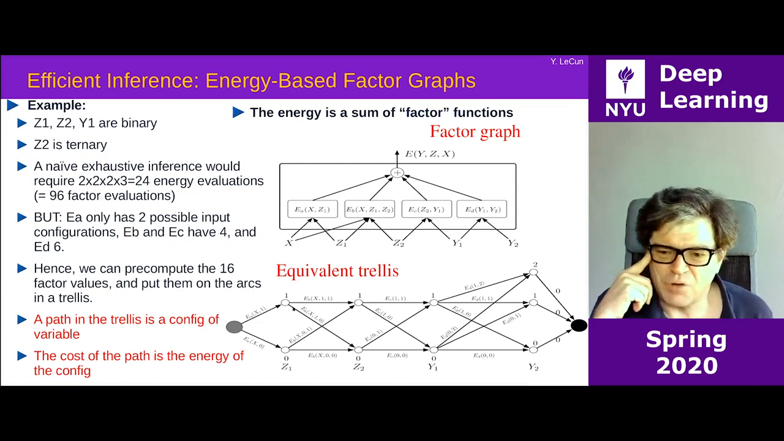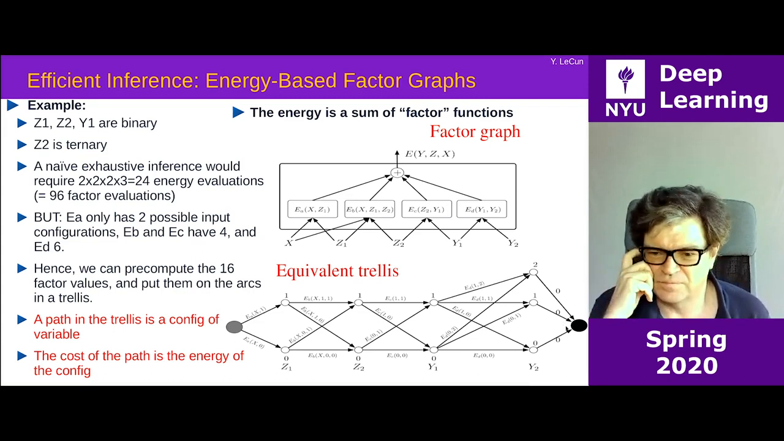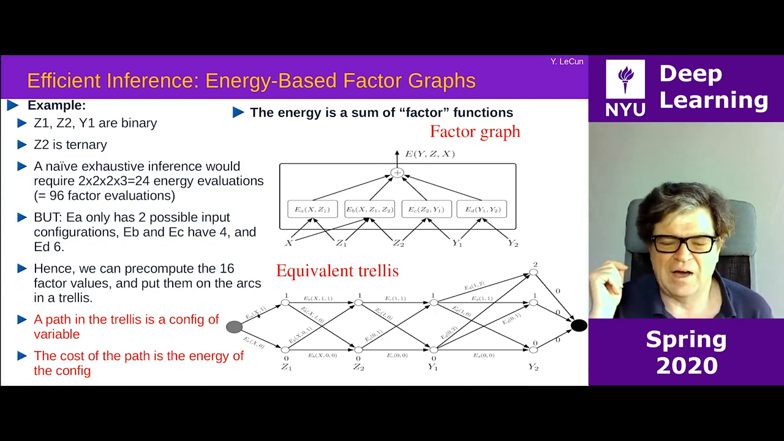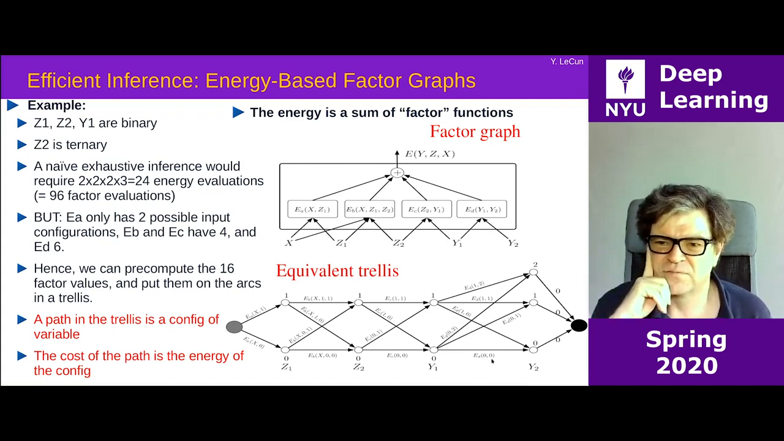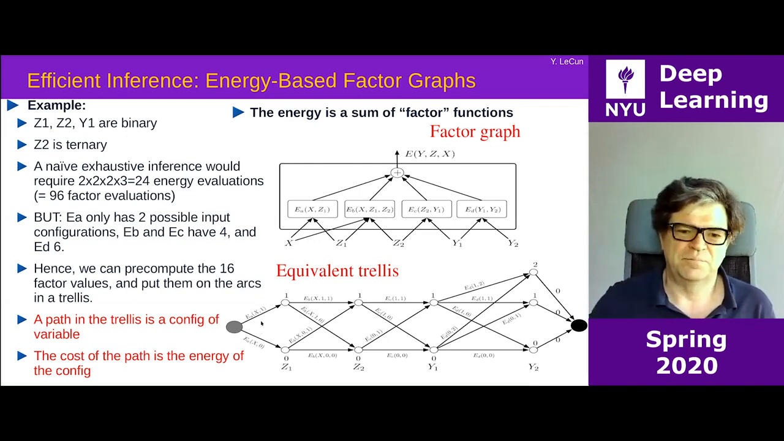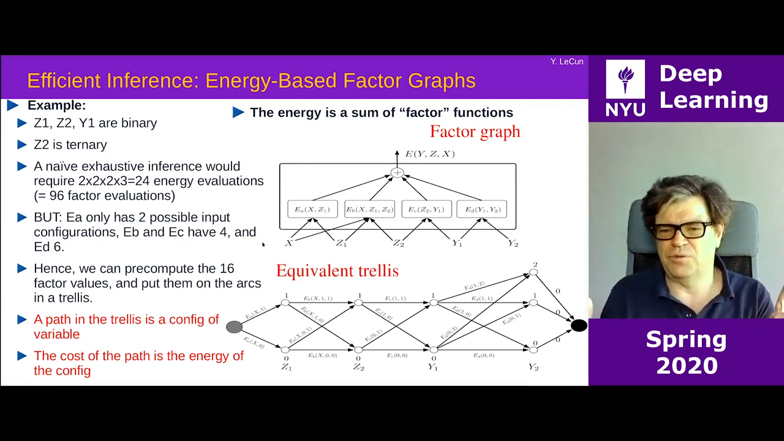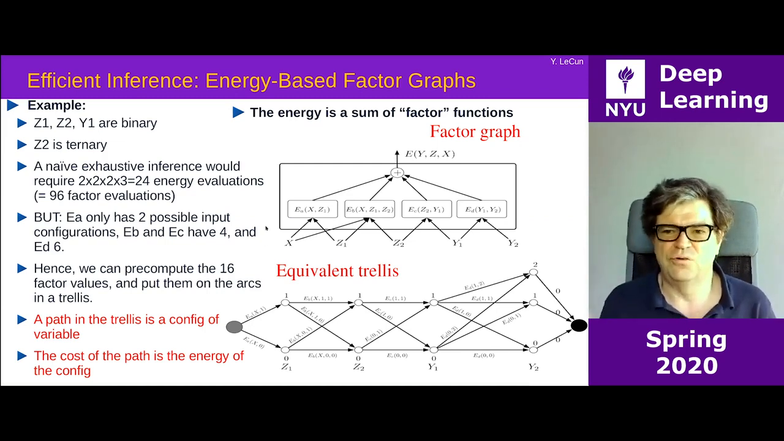Now finding the lowest energy configuration of Z1, Z2, Y1, Y2 simply consists in finding the shortest path in this graph. To do this, I only have to evaluate four terms of energy here, four terms here, and six terms here, and that's it. So that's 14. I don't know why I said 16 here. Oh, 16 because of the first two here, yes. So it's 16 values total. That's a lot less than 96, and that's because the energy is a sum of terms, and you can use efficient algorithms to do the inference. So this is a simple case where the output is a sequence.